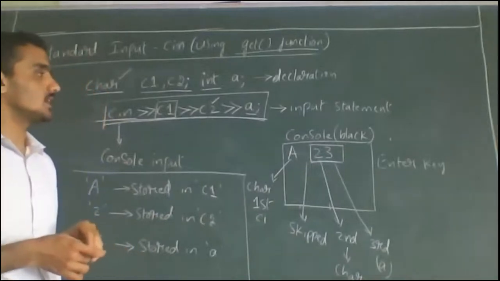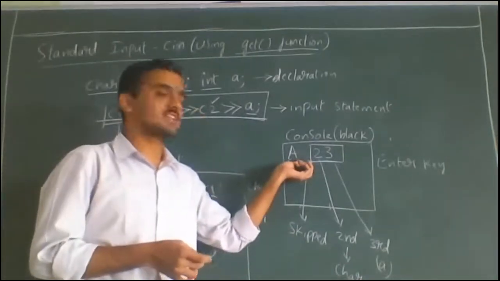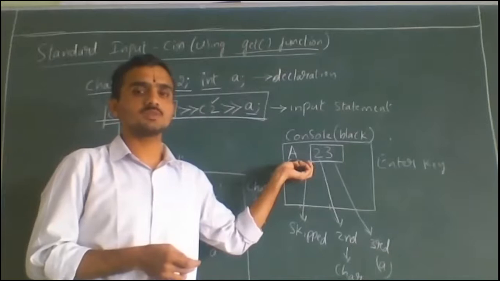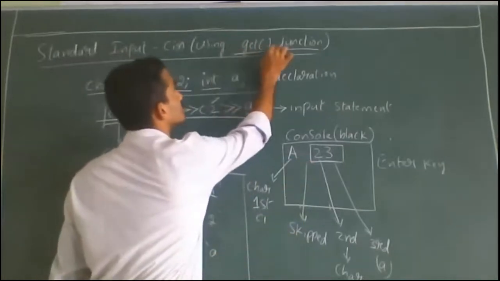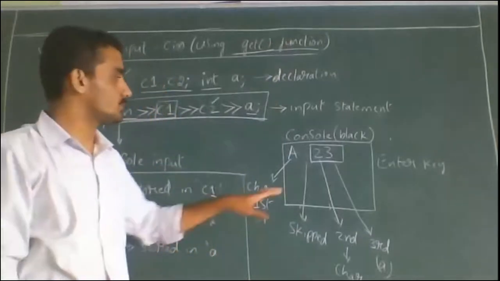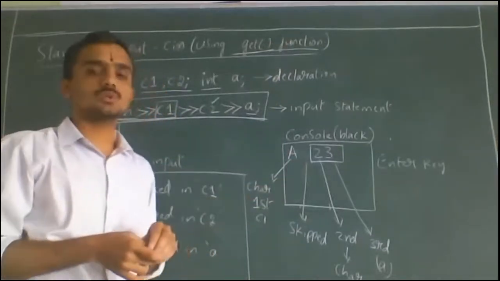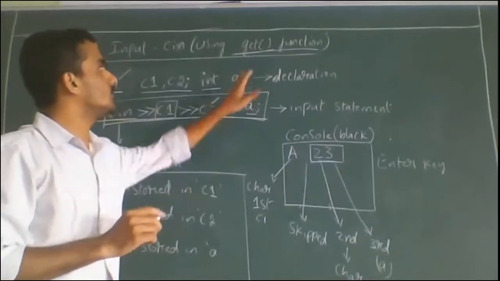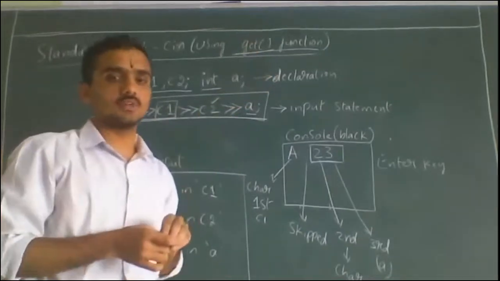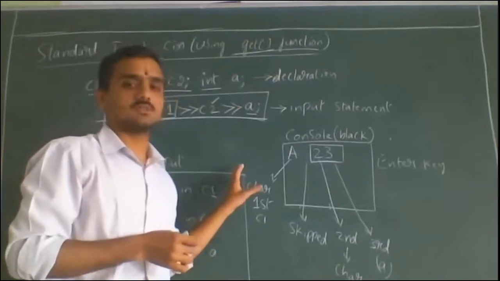Now, next thing is, if I want to consider this blank space also, I want to store this blank space in one variable, then we can do that by using get function, because in this case blank space is kept. So I want to store the blank space in one variable. If we want to do that, then we have to use get function. So that we will discuss. Okay. Once again, I will tell you.